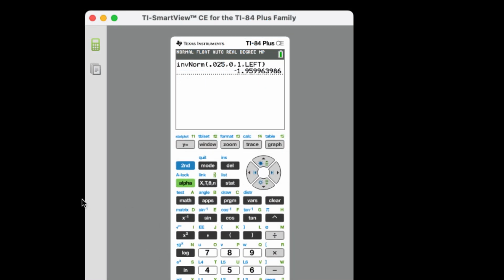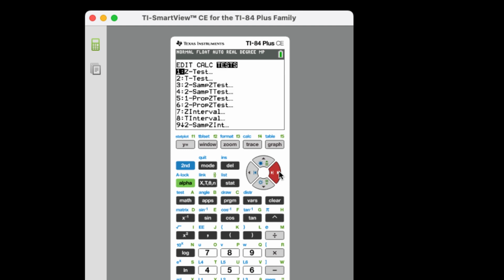Here we go. You guys ready? What do we do? Stat, Test, 1 proportion Z test. You guys see that there? And it kind of makes sense. You guys know why it makes sense? 1 proportion, 1P, Z distribution, and then hypothesis test. Okay. But I need that P naught again.